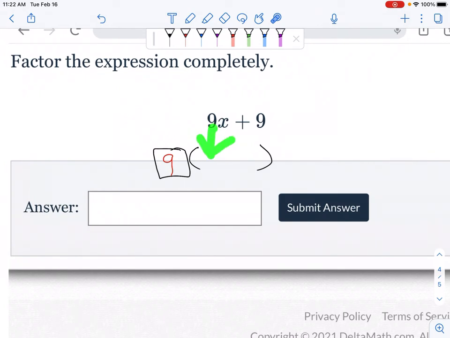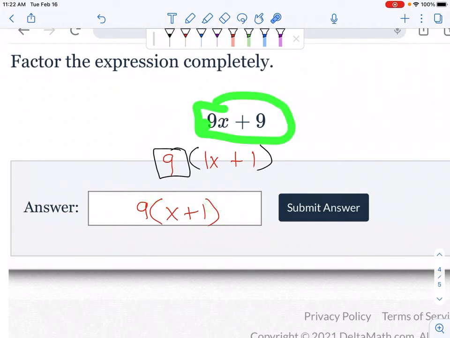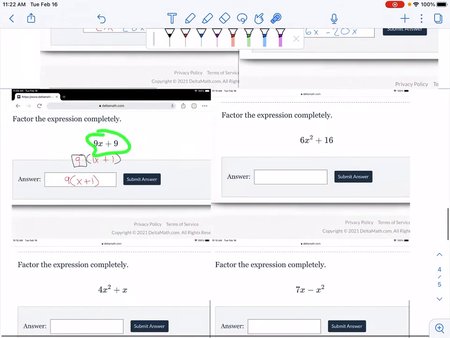And then I'm going to write what would be left over. So we can do this by dividing. So if I say 9x divided by 9, that leaves me with 1x. And if I do 9 divided by 9, that leaves me with a positive 1. So my answer here is 9 times x plus 1. And if we were to multiply this back up, that's what this would make. So we're pulling the common factor out to tell us, hey, what could this have been before it was this? So let's try another one.